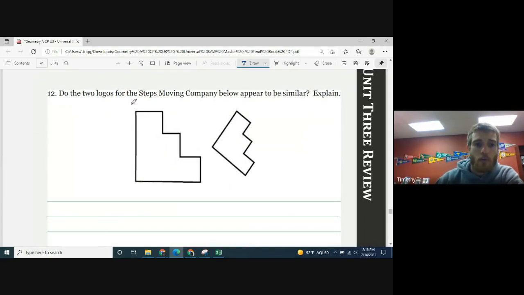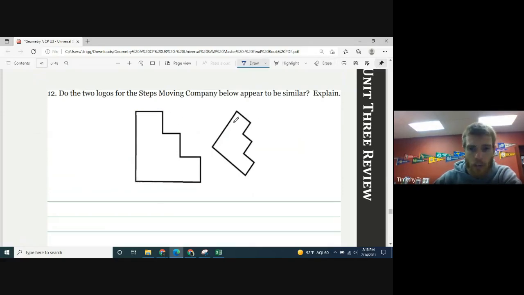Do the two logos for the Steps Moving Company below appear to be similar? Explain. So remember, two things are similar, basically, if they are the same shape, but not necessarily the same size. So as long as they're the same general shape, they don't have to be the same size. They just have to have the same proportional size. So for example, the ratio between this step to this should be the same as the ratio between this to this, okay? And if that's true, then we know that these two shapes are similar.